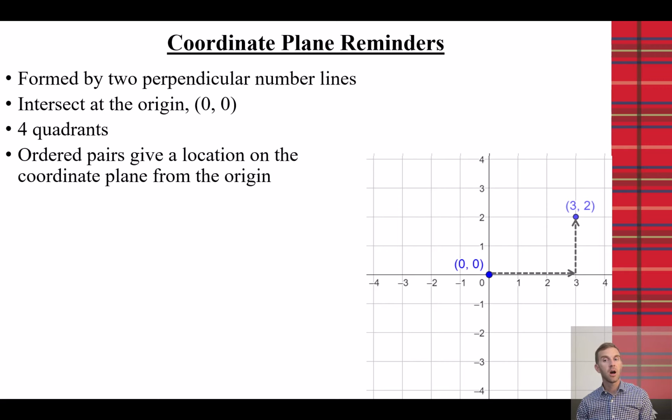You remember, points are just exact locations on the coordinate plane. They are not objects. There's no length or width to them. It's just telling us where we are.